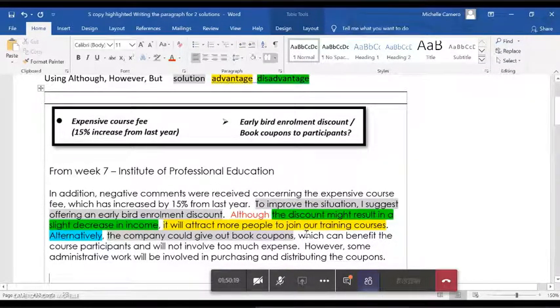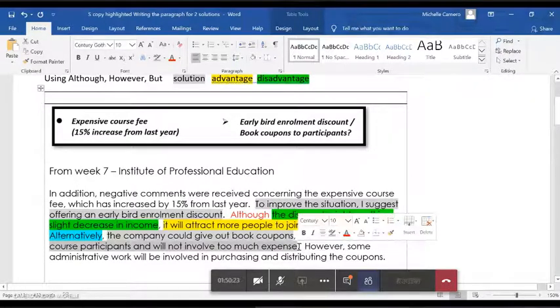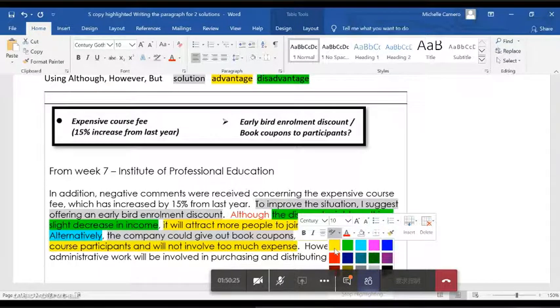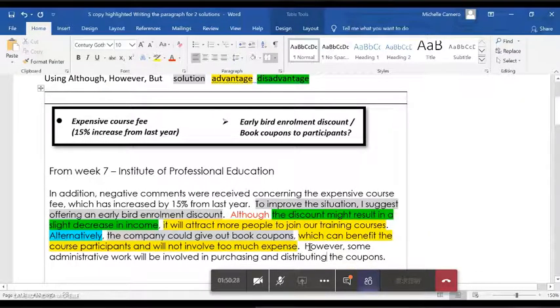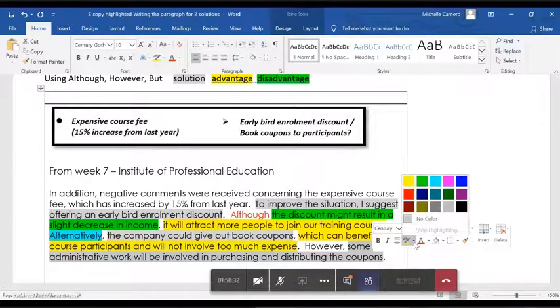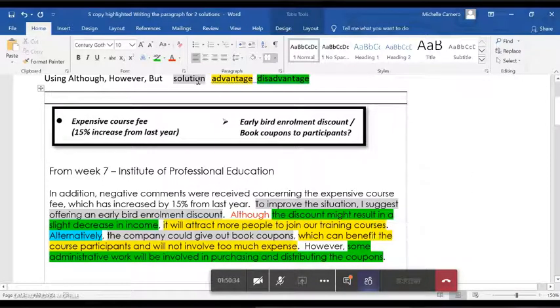All right, if you said which can benefit the course participants and will not involve too much expense, if you said that's the advantage, you are correct. Good. So this must be the disadvantage, which I'm highlighting in green. Remember, I told you up here. Okay. So, however, some administrative work will be involved in purchasing and distributing the coupons. How did they introduce the disadvantage? They used the words however. Let me highlight that for you.